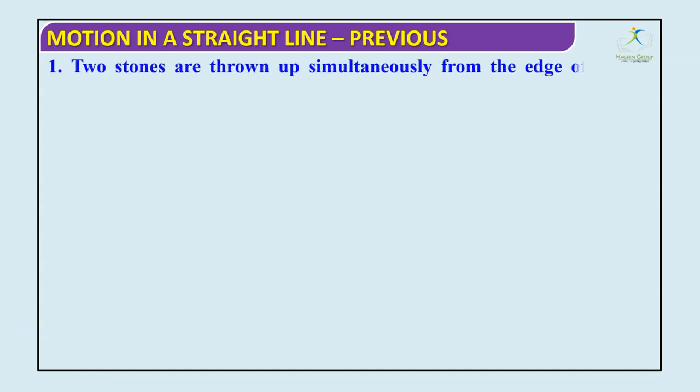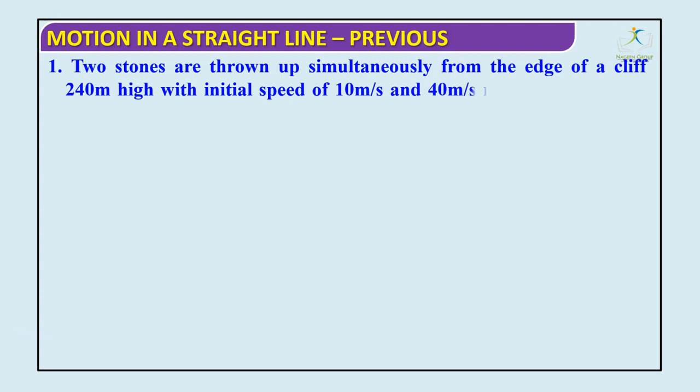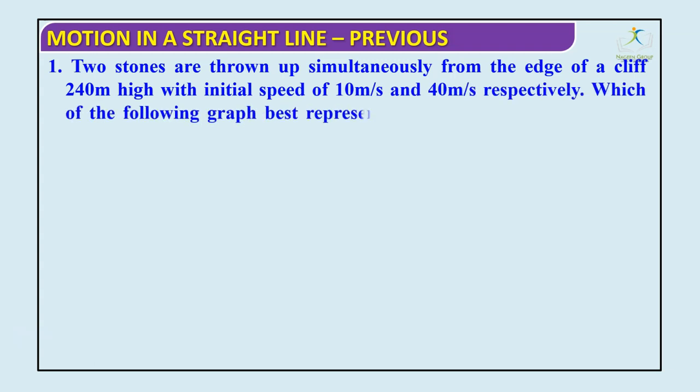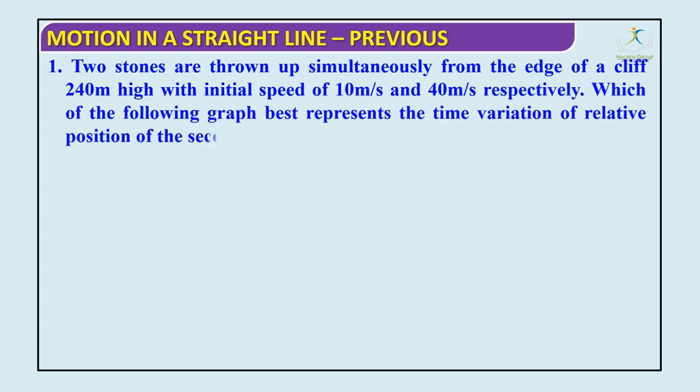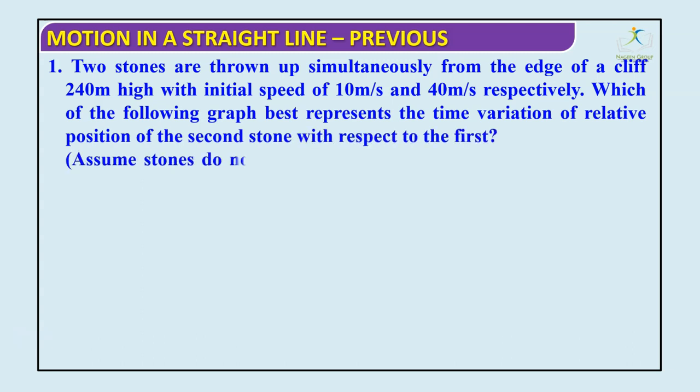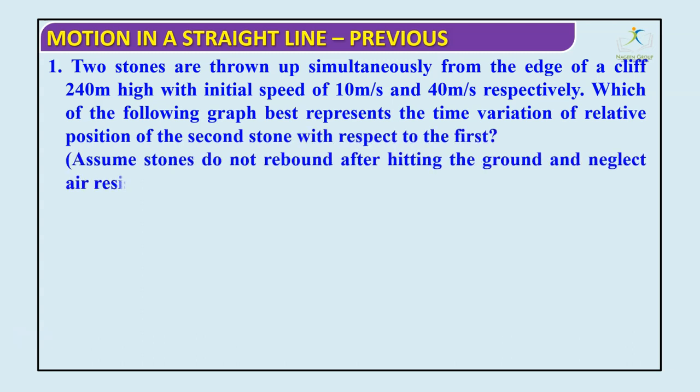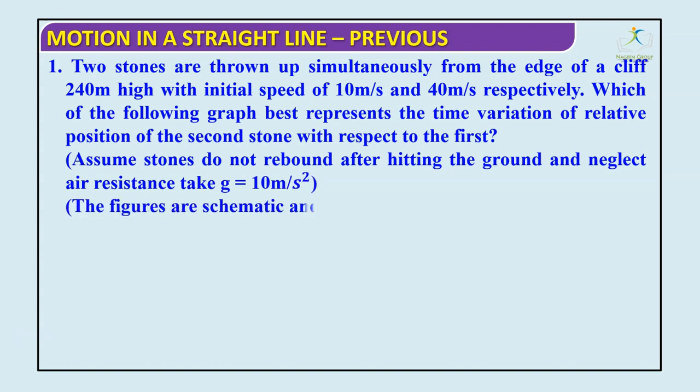Two stones are thrown up simultaneously from the edge of a cliff 240 meter high with the initial speed of 10 meter per second and 40 meter per second respectively. Which of the following graphs best represents the time variation of relative position of the second stone with respect to the first? Assume stones do not rebound after hitting the ground and neglect air resistance. Take g equals 10 meter per second square. The figures are schematic and not drawn to scale.